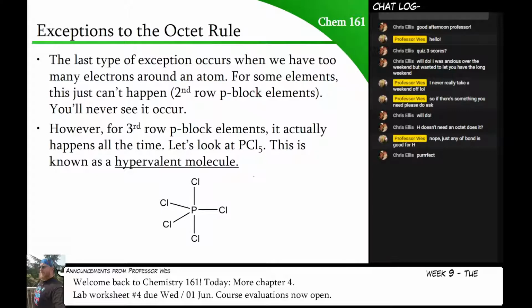The term that we use for this is called hypervalent. Something is hypervalent if it breaks the octet rule. It's got more than 8 electrons around it. So this has 10 electrons. Now, if you've read the slide here, you'll notice that this happens for third row elements, but never for second row elements.